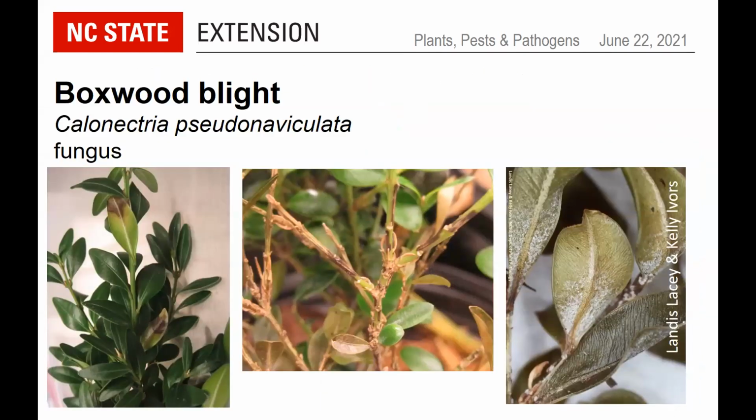So moving then to the foliar boxwood issues. Of course, we've talked about boxwood blight many times here, caused by the fungus now known as Calonectria pseudonaviculata. It first arrived in North Carolina and in North America in 2011, so we haven't had it that long. And it's got some fairly characteristic symptoms.